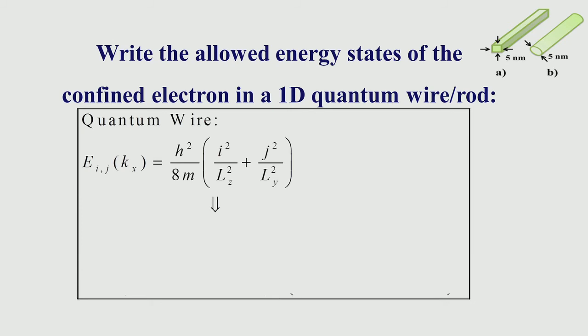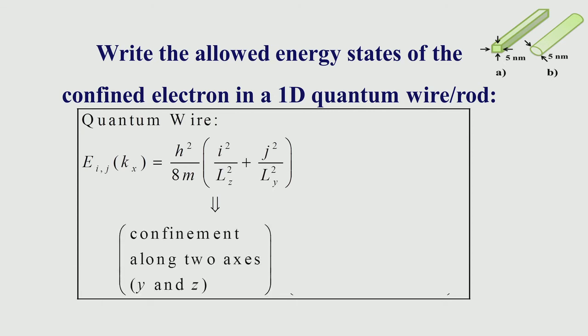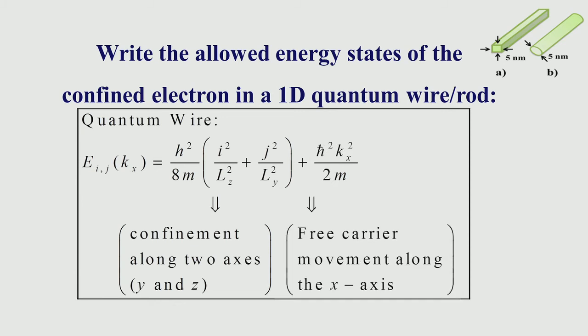So the confinement term along the two axes y and z, h²/8m times (i²/Lz² plus j²/Ly²), plus the free electron movement that happens along the x axis, which is ħ²kx²/2m, or 2m* to be more precise. Now in all these cases it is better to replace m by m*, the effective mass.